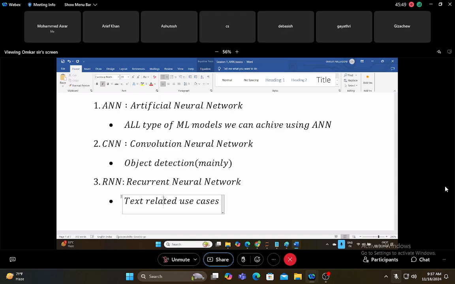Artificial neural network for ML kind of problems, supervised and unsupervised. Convolution neural network only for the images, and recurrent neural network for text related use cases. Only for the text related use cases.